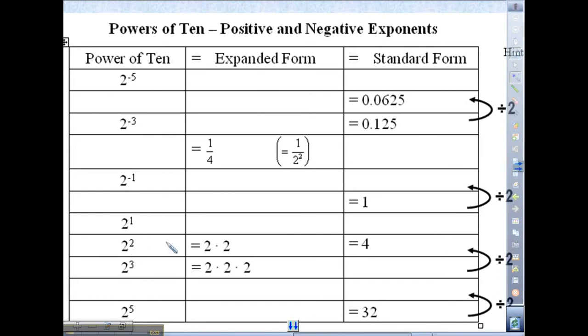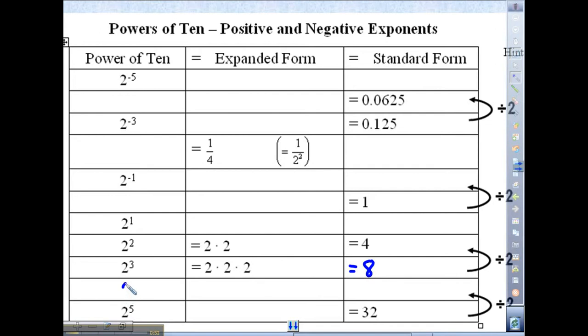2 to the 2nd power in expanded form is 2 times 2, which gives you 4. 2 to the 3rd power means 2 times 2 times 2. When you multiply that out, you get 8.